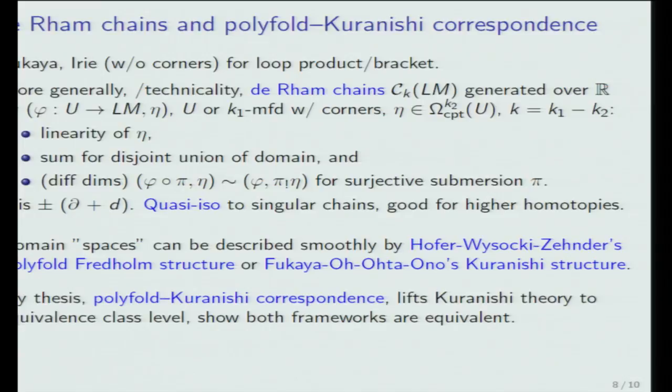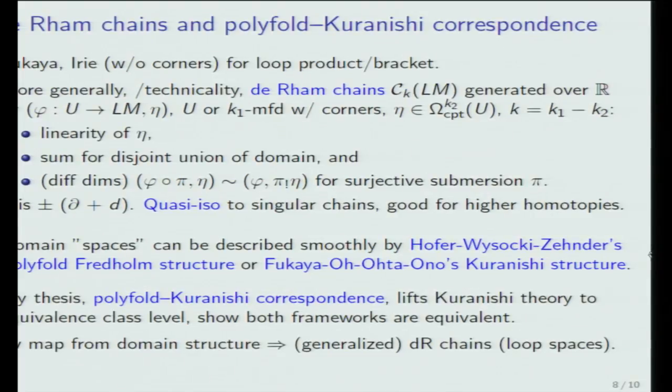The domain spaces are actually not honest spaces. They are generalized spaces, which can be smoothly described by Hofer-Wysocki-Zehnder's polyfold theory or Fukaya-Oh-Ohta-Ono's Kuranishi structure. My thesis is about the correspondence between these two virtual structures. What I did is I lifted Kuranishi theory to an equivalence class level and showed that both frameworks are equivalent. And from either structure, via the evaluation map, we can get a de Rham chain of the loop space. So this fits well with the virtual theory from before.